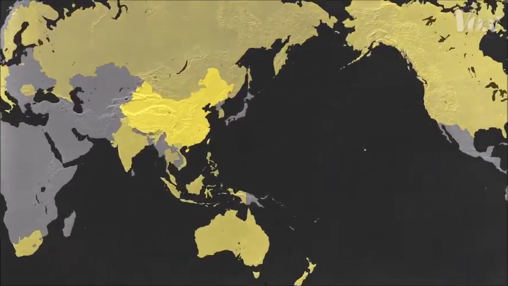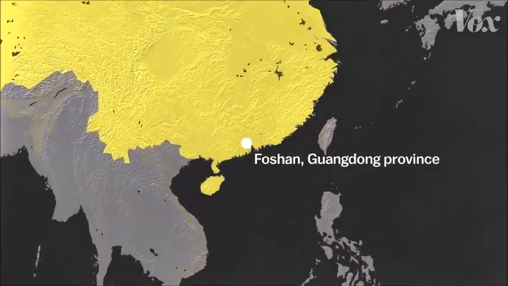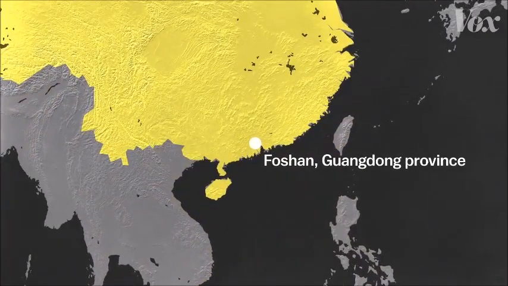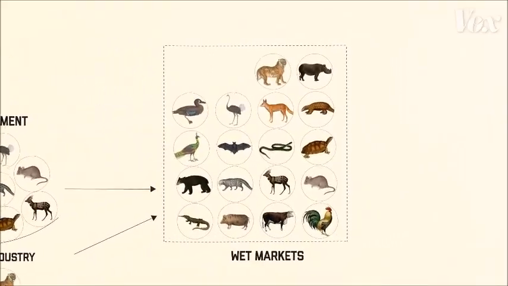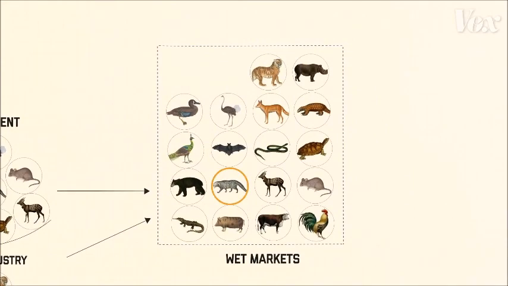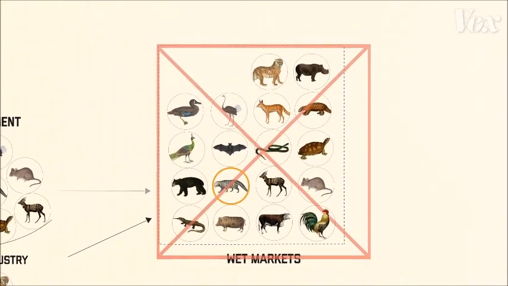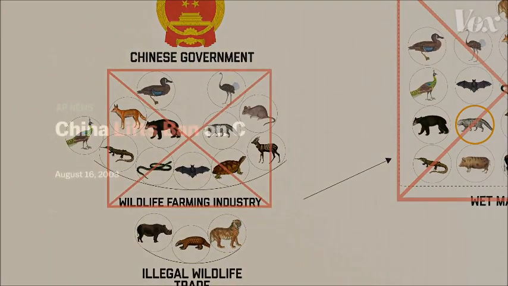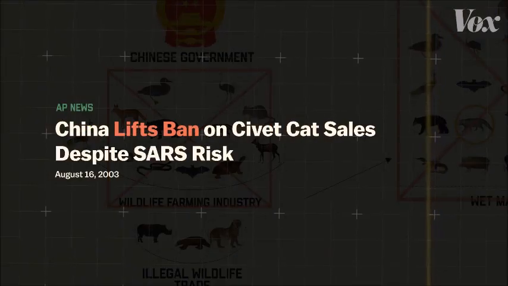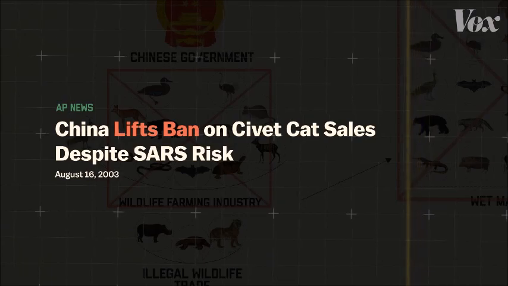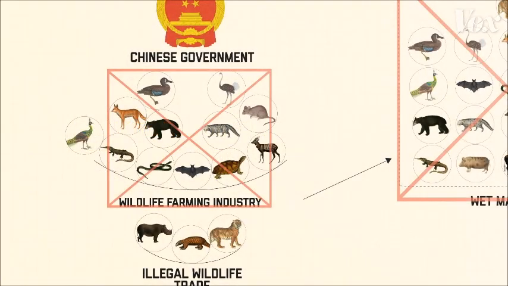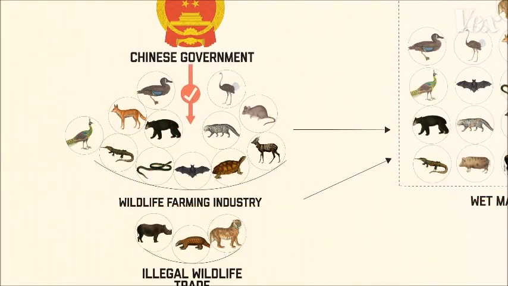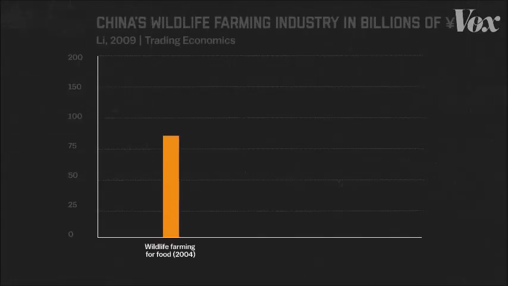In 2003, the SARS outbreak was traced to a wet market here in southern China. Scientists found traces of the virus in farmed civet cats. Chinese officials quickly shut down the markets and banned wildlife farming. But just a few months after the outbreak, the Chinese government declared 54 species of wildlife animals, including civet cats, legal to farm again. By 2004, the wildlife farming industry was worth an estimated 100 billion yuan, and it exerted significant influence over the Chinese government.